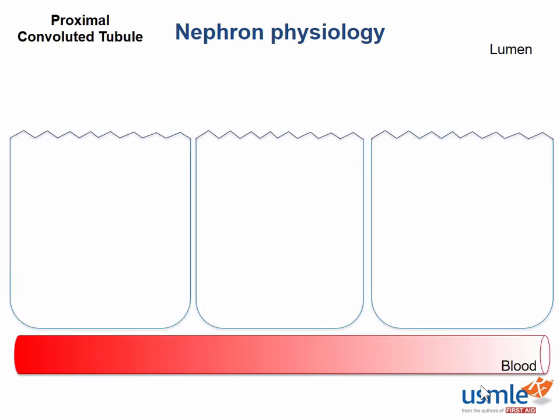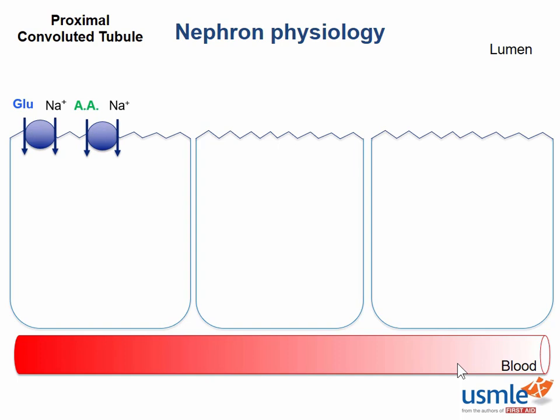Moving to a magnified view of the PCT, we can see the cells of the proximal convoluted tubule and their uneven brush border. At the top of the image is the tubular lumen where filtrate flows, and at the bottom of the image is a paratubular capillary where blood flows. Do you remember where these paratubular capillaries originate from? Correct, the efferent arteriole.